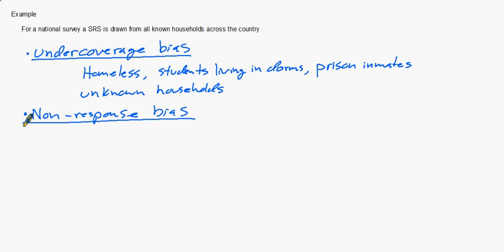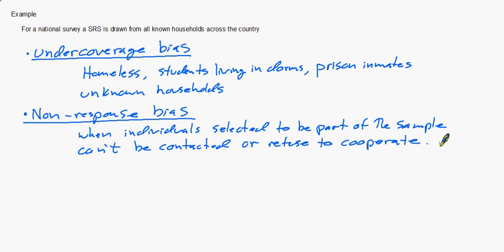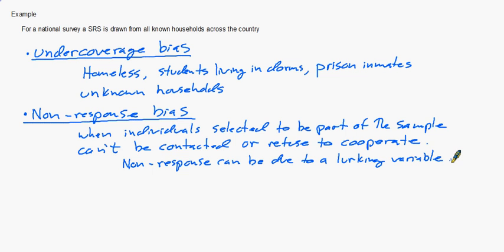The next type of bias is called the non-response bias. This is when individuals selected to be part of the sample either can't be contacted or refuse to cooperate. This can be a real problem. Non-response can be due to a lurking variable. So it's really hard to overcome that, actually, because if the lurking variable causes people to not respond, you can't get other people to fill in for them because they wouldn't respond for the same lurking variable. So you would have a systematic shift or a bias due to that.